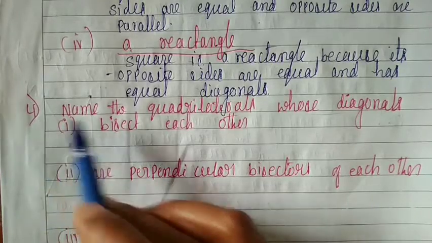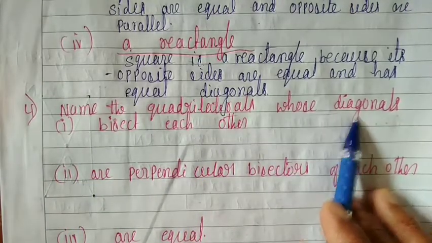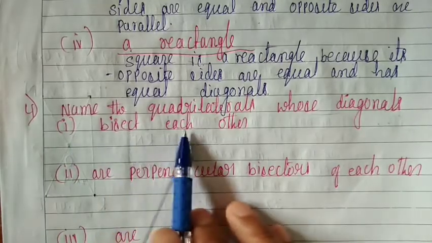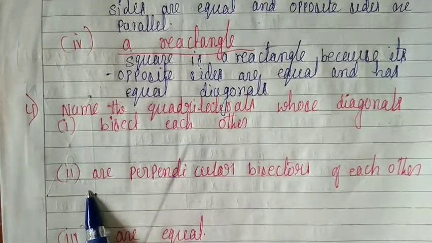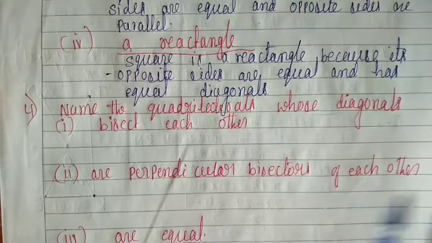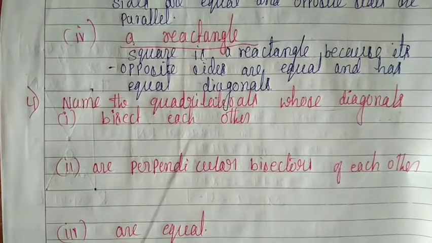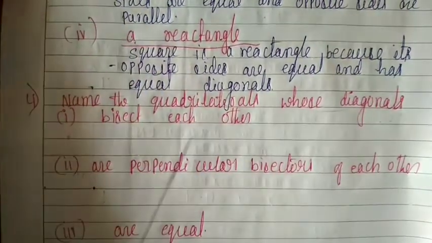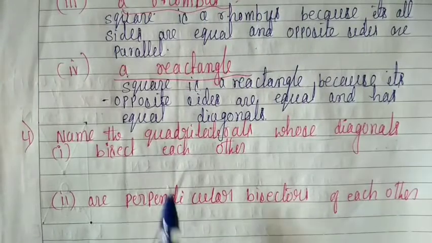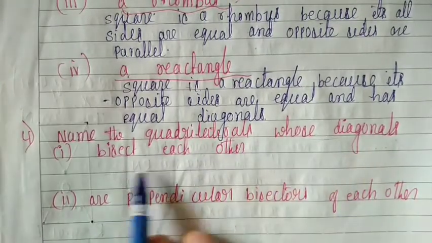Fourth question. Name the quadrilaterals whose diagonals, first one, bisect each other. Second question, are perpendicular bisectors of each other. Third question is, are equal. First, we will take bisect each other. The quadrilaterals whose diagonals bisect each other.